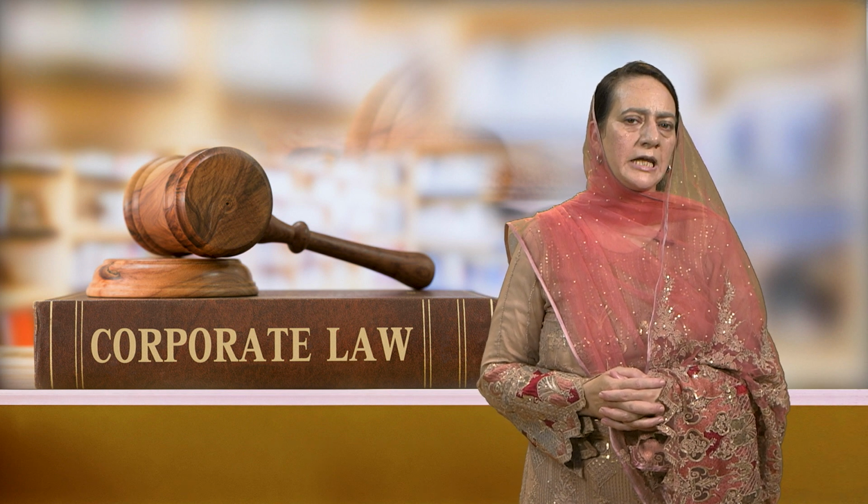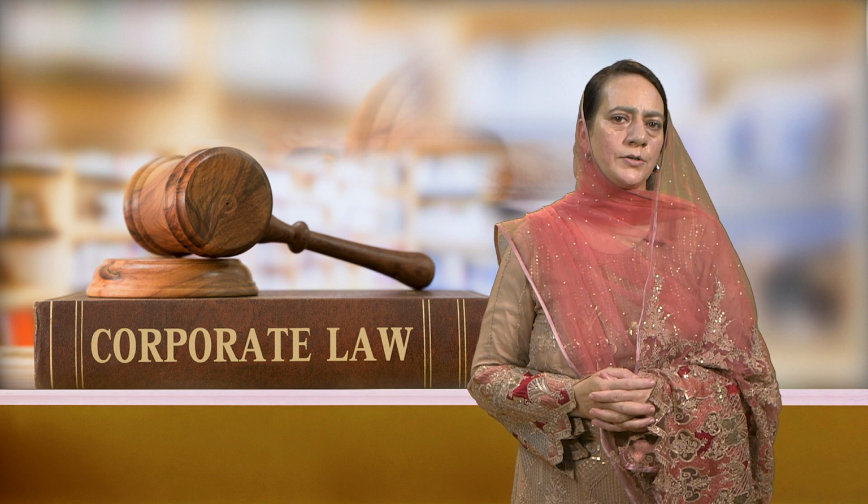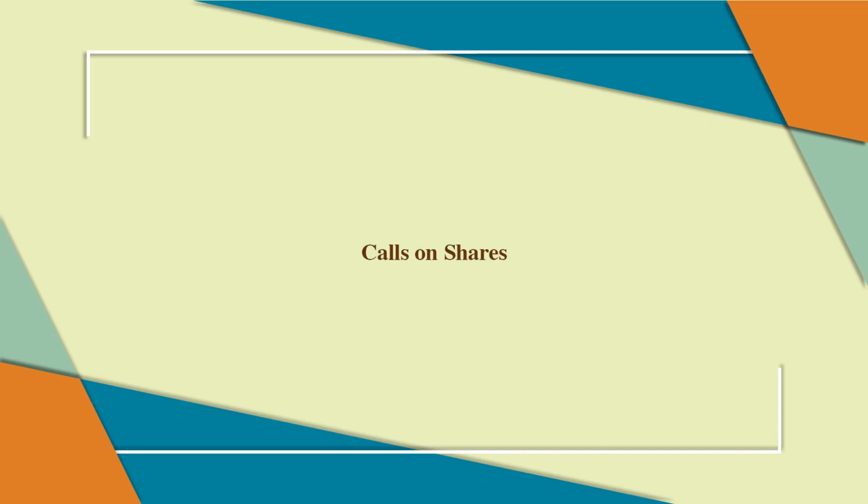For example, if a person has applied for 300 shares, he may get only 200 shares. The fourth step is call on shares. The remaining amount of share capital may be collected in installments as laid down in the prospectus. Such installments are called as call on shares. They may be termed as allotment amount, first call, second call, etc.